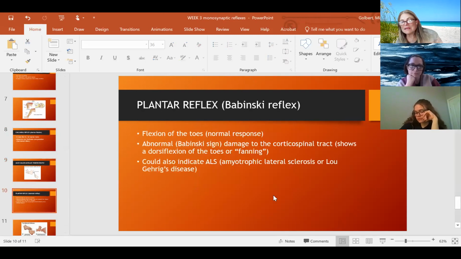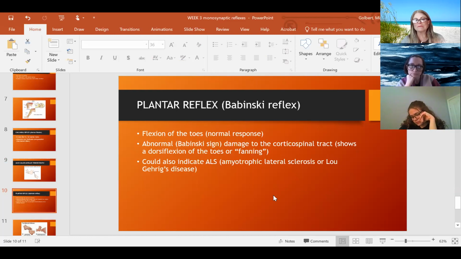All right, and this one is the plantar reflex. This is also called Babinski reflex. They do this to babies when they're born, but it also could indicate a severe problem in what is called the corticospinal tract. Tracts are fibers like nerves that are going up and down, and corticospinal means that it's coming from the cerebral cortex and it's going down the spinal cord.